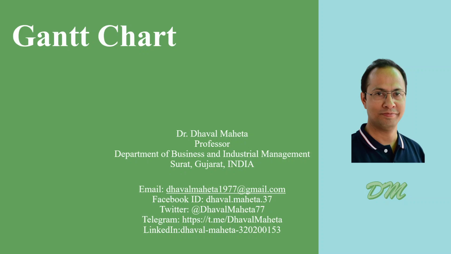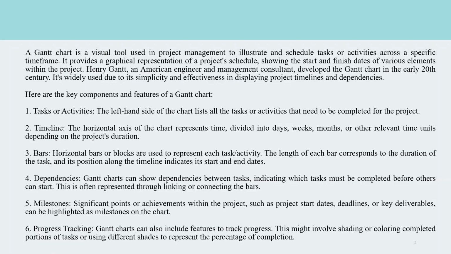This is Dr. Dhaval Maheta, and today we'll understand how to plot a Gantt chart in Excel. A Gantt chart is a visual tool used in project management to illustrate and schedule tasks or activities across a specific time frame. It provides a graphical representation of the project schedule showing the start and finish dates of various elements within the project. Henry Gantt, an American engineer and management consultant, developed the Gantt chart in the early 20th century. It's widely used due to its simplicity and effectiveness in displaying project timelines and dependencies.